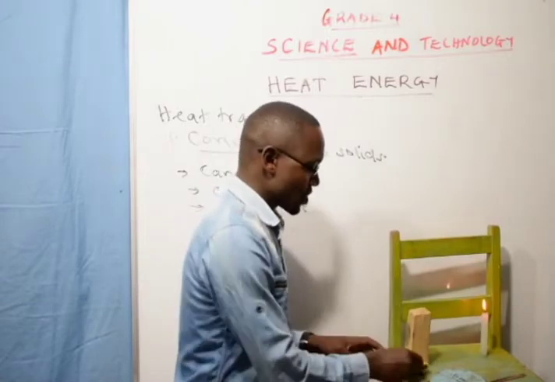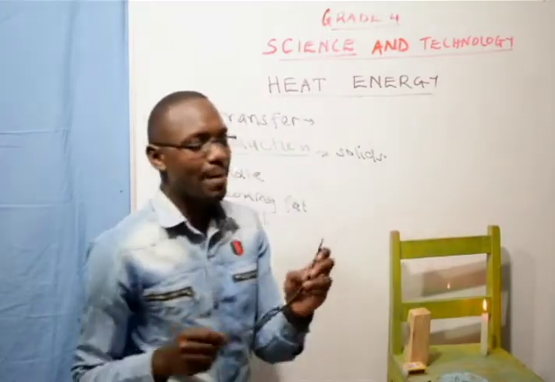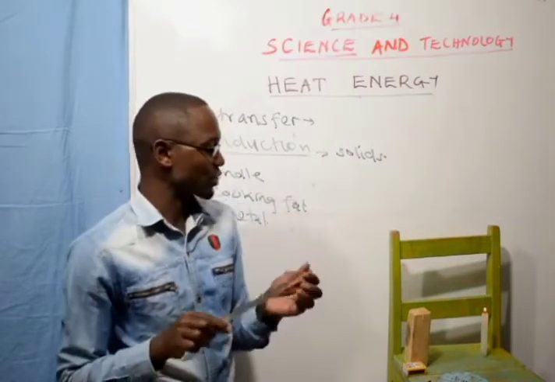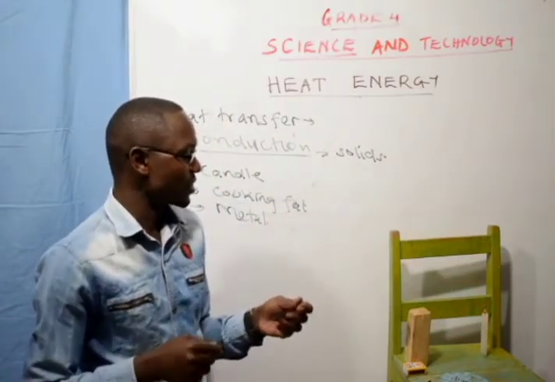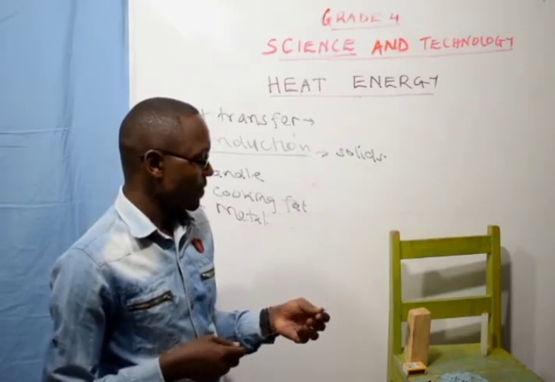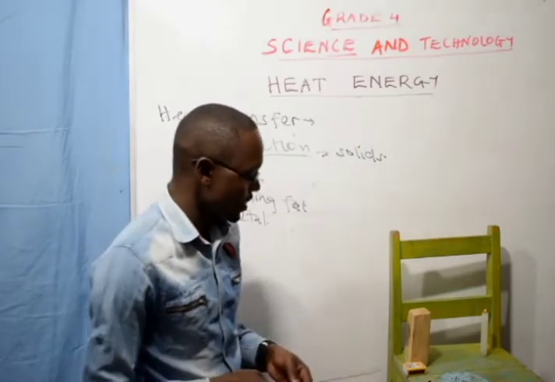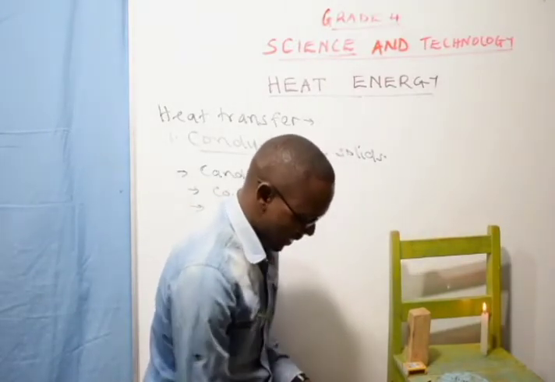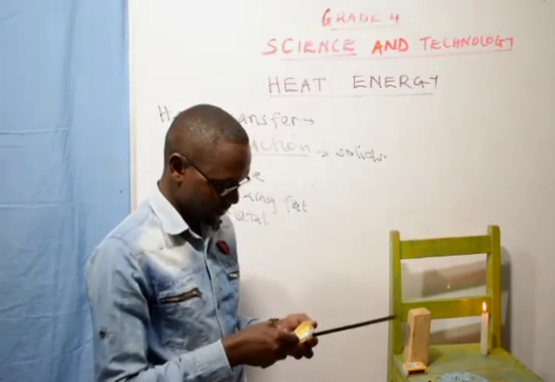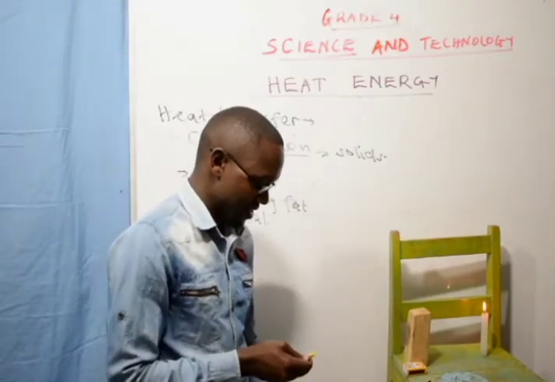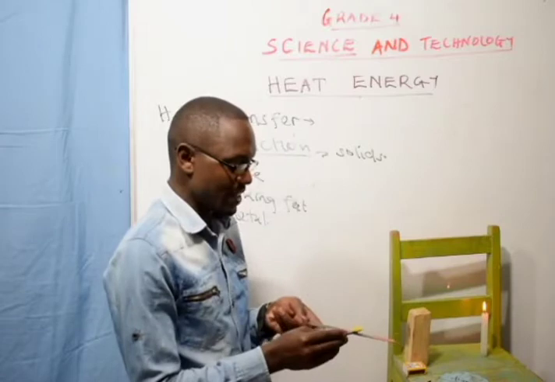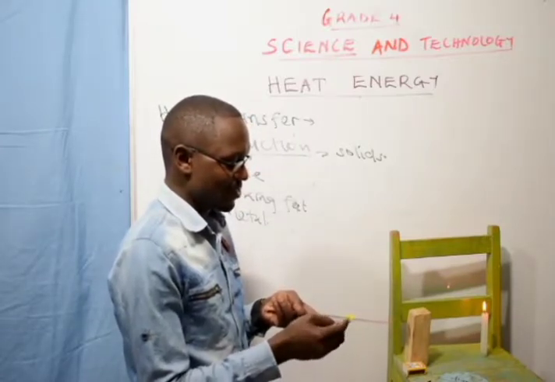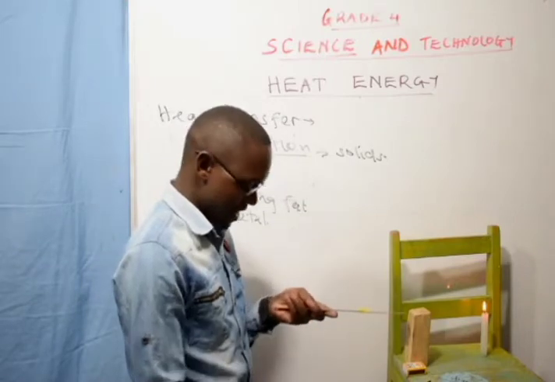So after lighting the candle, I'm using a metallic substance. This is a hacksaw. A hacksaw is made using a metal. So we are going to have this metal. Then we are going to have cooking fat. We place cooking fat on one point of the metal. So we are going to place our cooking fat at this point.